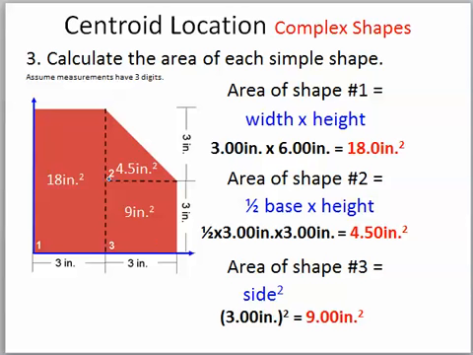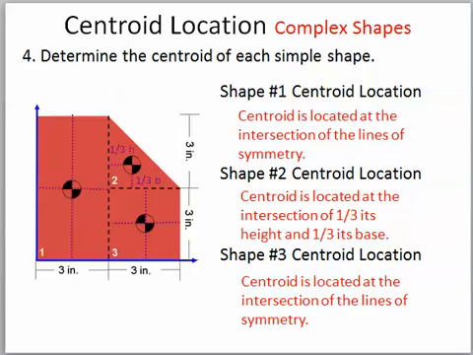Well, that's the base. The base here is 3 inches. The height is 3 inches. So it's half of that. 3 times 3 is 9. Half of that is 4.5 inches squared. The last one then is to find shape 3. What's a square? 3 by 3, or 3 squared, gives us 9 inches squared. Hopefully we're past that part.